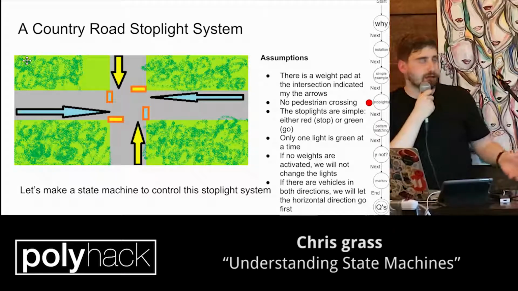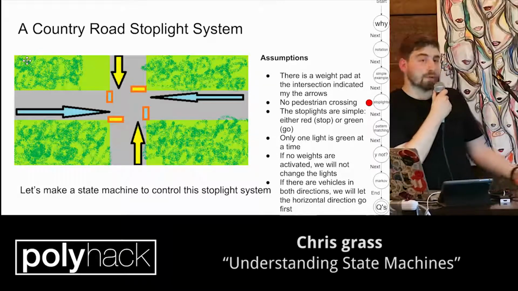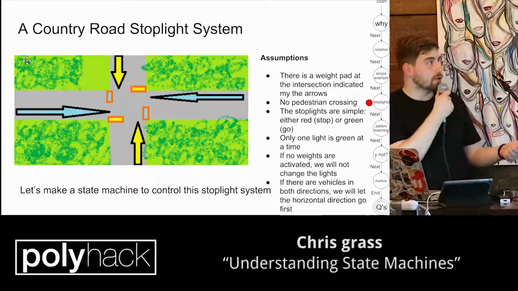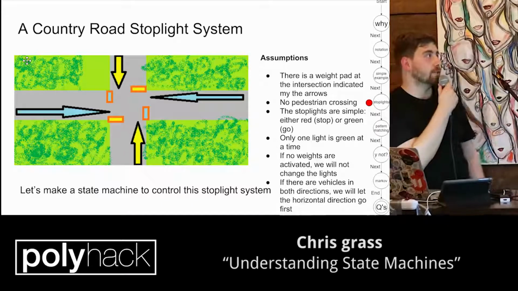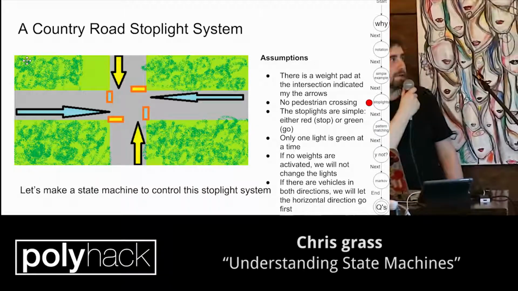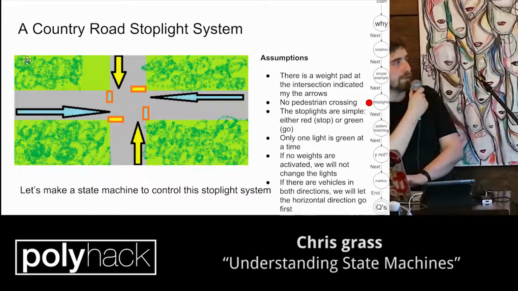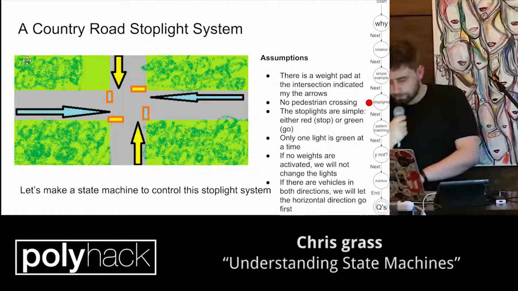And for the stoplights, there's no yellow. They're either green or red, just like on or off. Only one light's green at a time, so if the horizontal light's green, the vertical one can't be. If no weights are activated, we won't change the lights. And if there are vehicles in both directions, meaning both weights are activated, we'll let the horizontal direction go first.